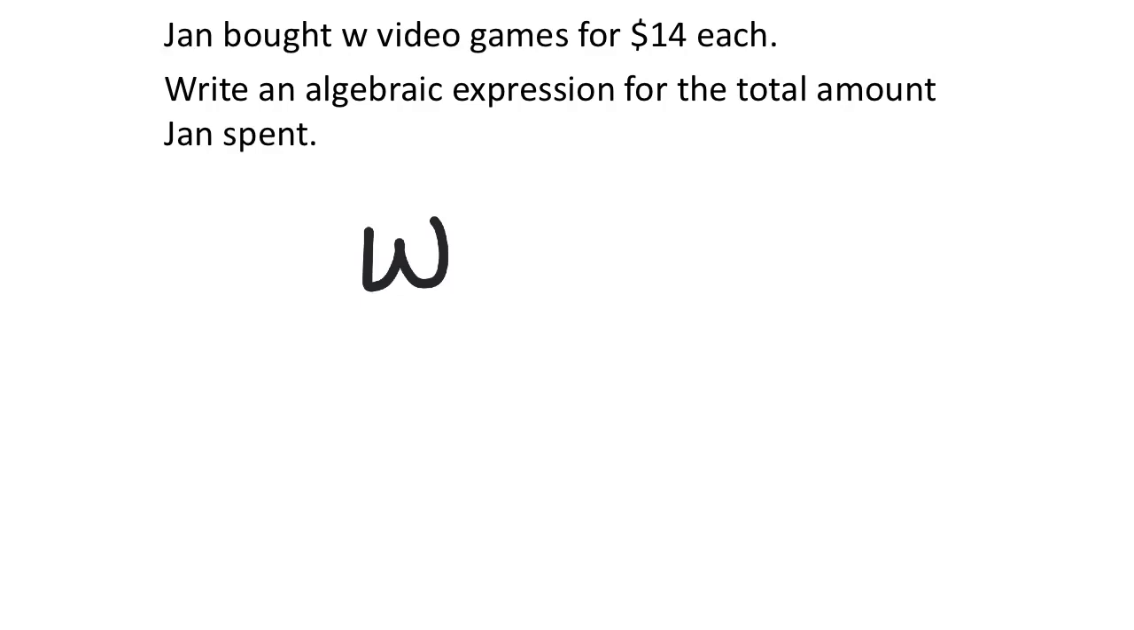But let's just look at the pattern here, right? So if Jan buys 2 video games, 2 times 14 would be the total. If Jan buys 3 video games, 3 times 14, right? Because it's $14 each. So really all we're doing is taking the number of video games and multiplying it by how much each of them costs, which is $14.